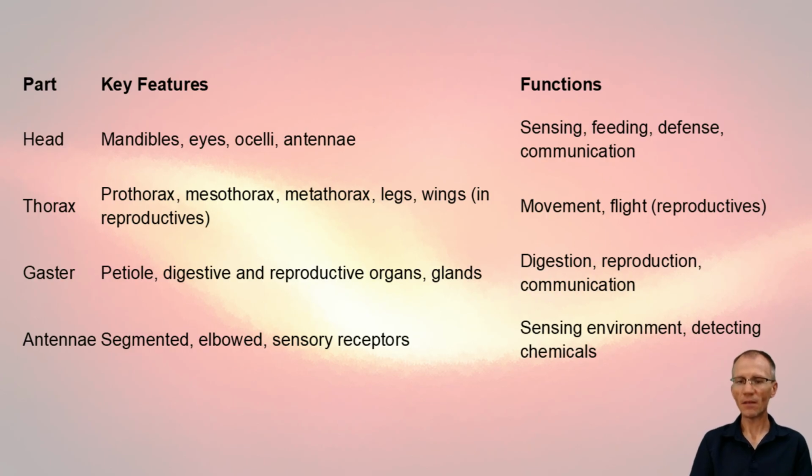Our next part is going to be the gaster. Key features are going to be the petiole, digestive and reproductive organs, glands. Functions are going to be digestion, reproduction, and communication.